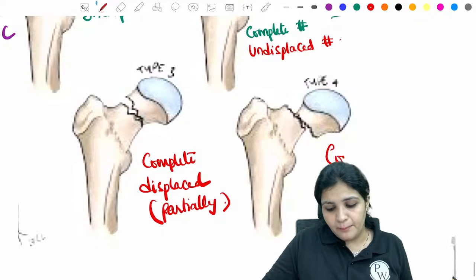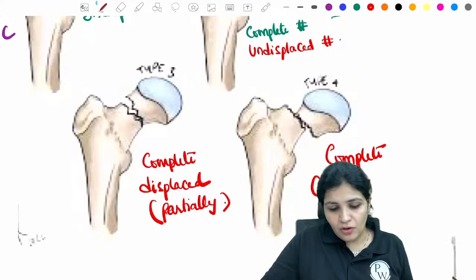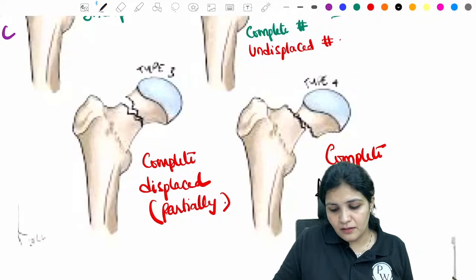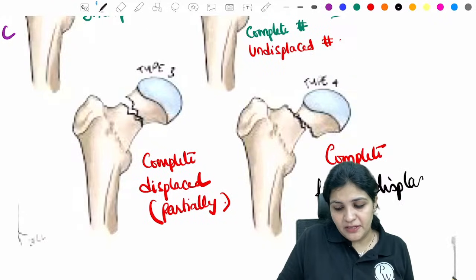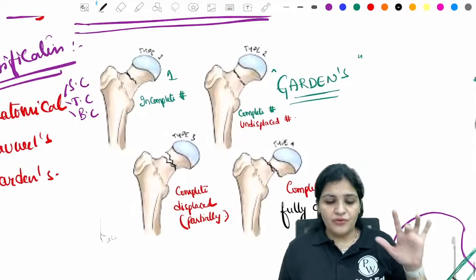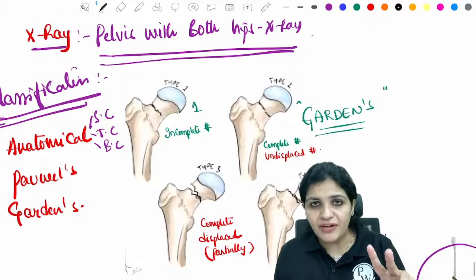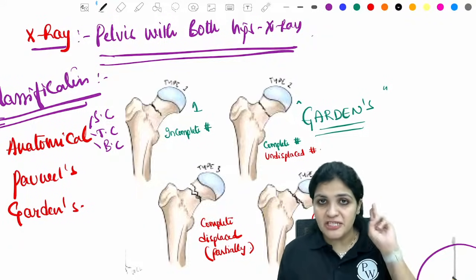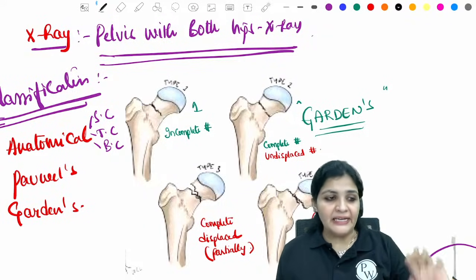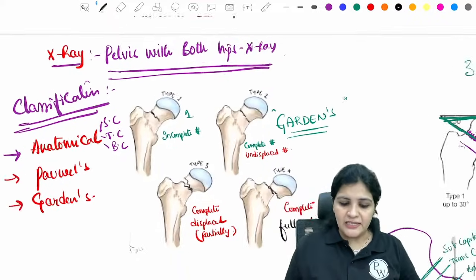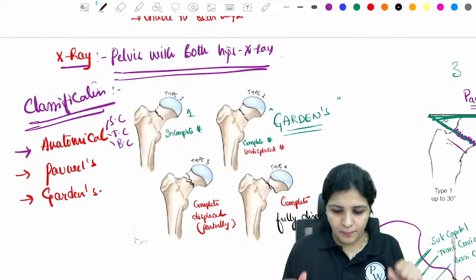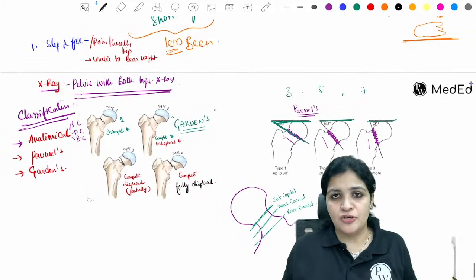And here, type 4 is a complete fracture, completely displaced or fully displaced. Clear? Fully displaced. So this is very, very important. First we have an incomplete fracture, then a complete fracture which is undisplaced, then a complete fracture which is displaced but with partial displacement, and grade 4 is a complete and fully displaced fracture. This is Gardner's, which is very important, and if you draw this, it is very good for you to get more marks. So this is about the classification of the IC fractures.